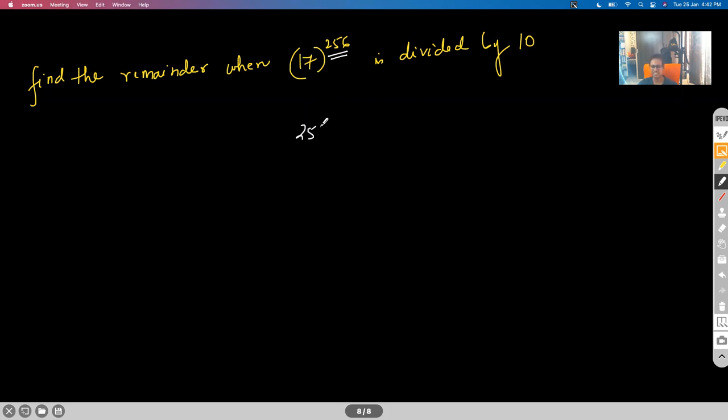For example, let's say 256. When you divide 256 by 4, what do you get? 0. Correct? That means raise 7 to the power 4. Whatever is the last digit of that is going to be your answer. And 7 to the power 4, the last digit will be something 1. So this will be your remainder. Plain and simple, that's one way to look into it.